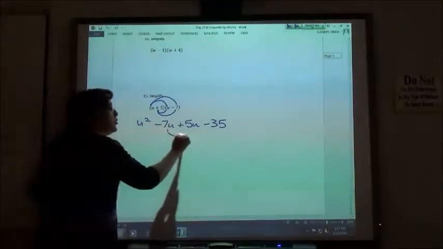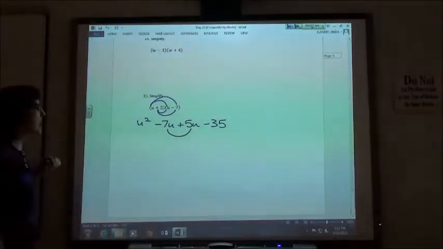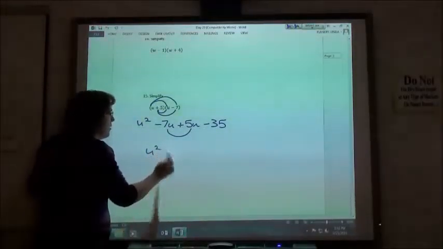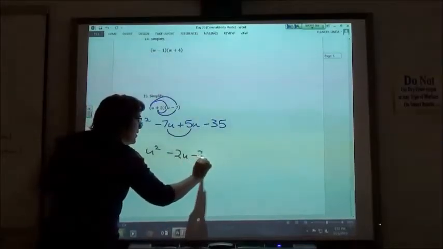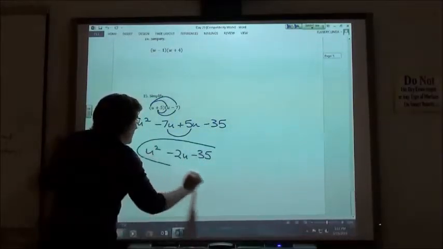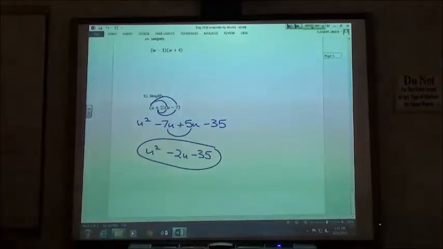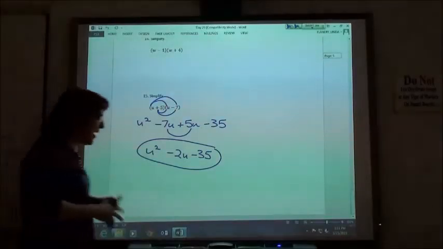Again, my middle two terms will be like terms. I'll be able to combine those. So u squared, negative 7 plus 5 would give me negative 2u minus 35, and there's my answer. So when I multiply two binomials, they do what they call foiling, and we'll do a bunch more of that on the next sheet.